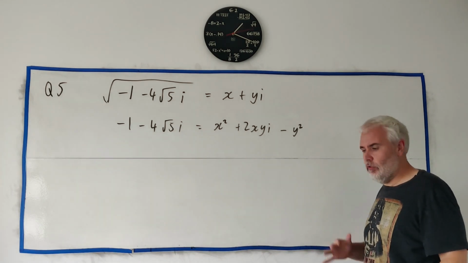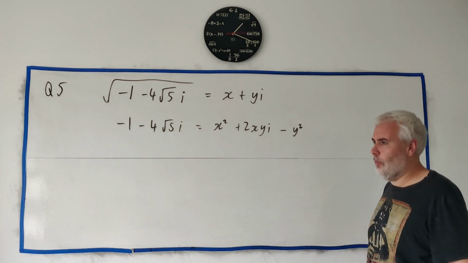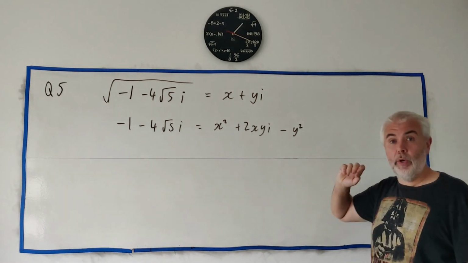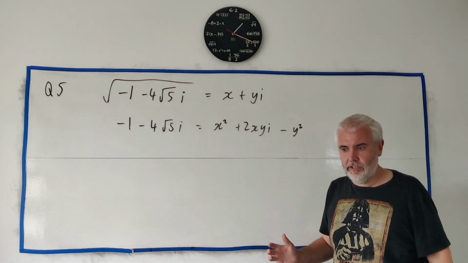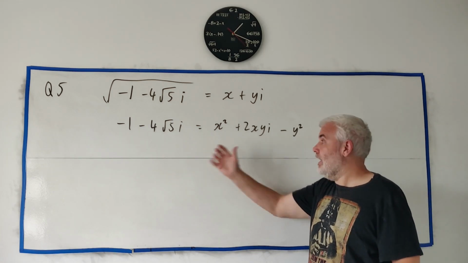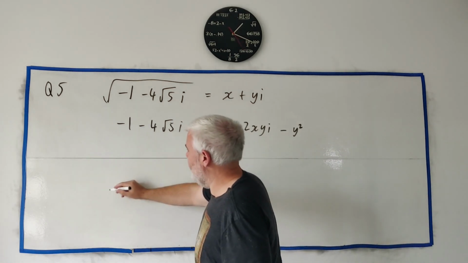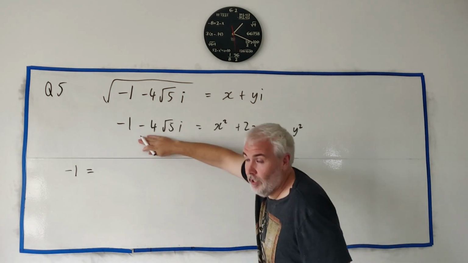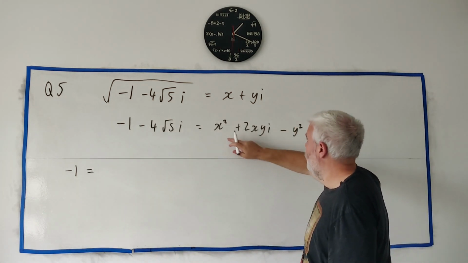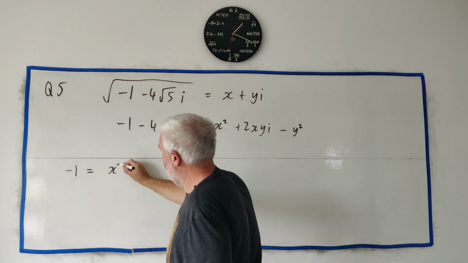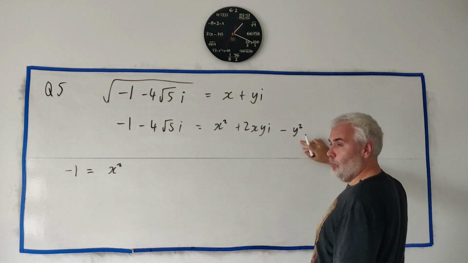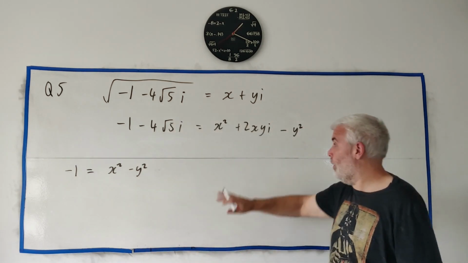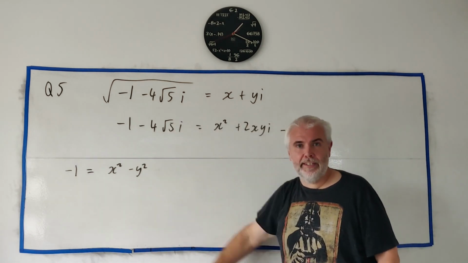The next thing we do is something we do in lots of parts of maths, but it's very common in complex numbers. We equate the like terms on either side. The real numbers on the left equal the real numbers on the right. -1 on the left is the only real number, is equal to x squared, which is a real number, and so is -y squared. That's a real number. So we get this separate equation. Rather than this whole thing, we get this smaller one.